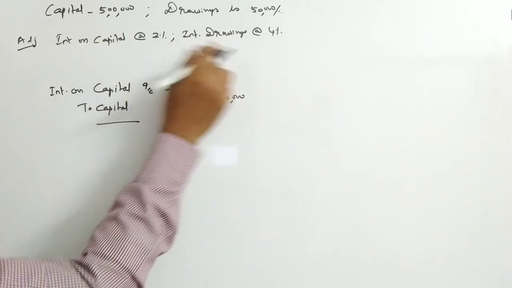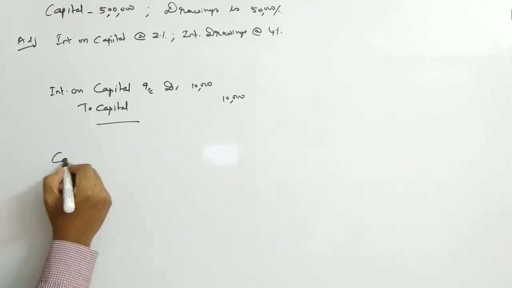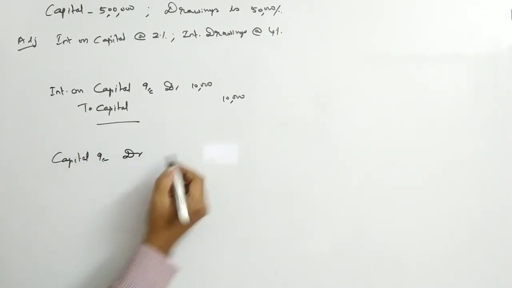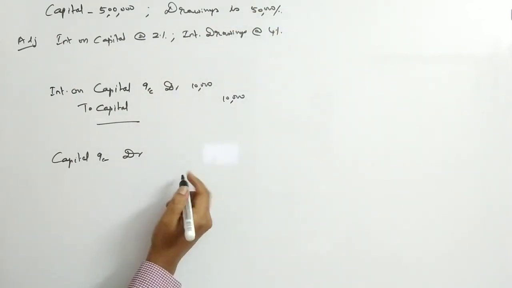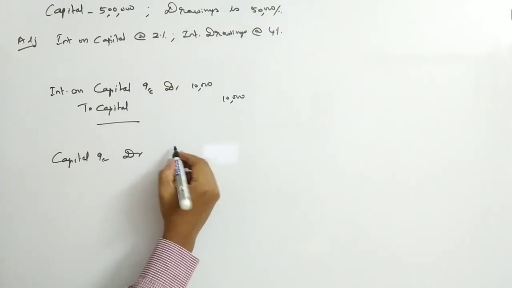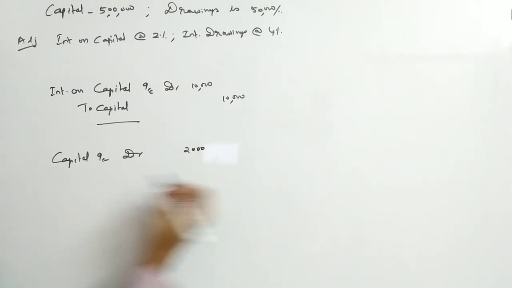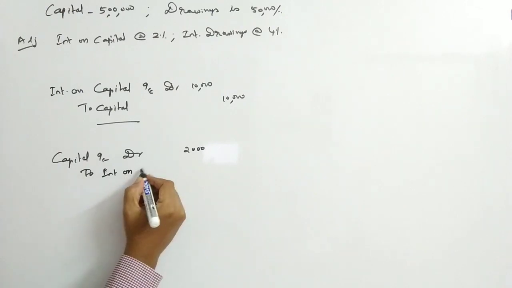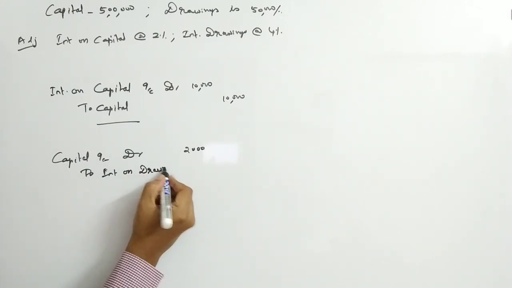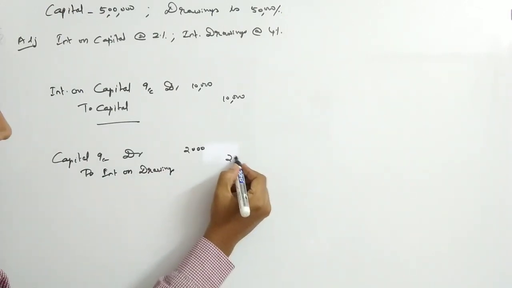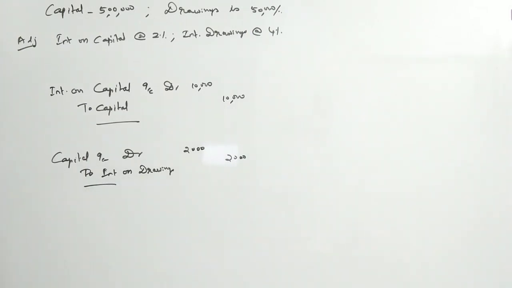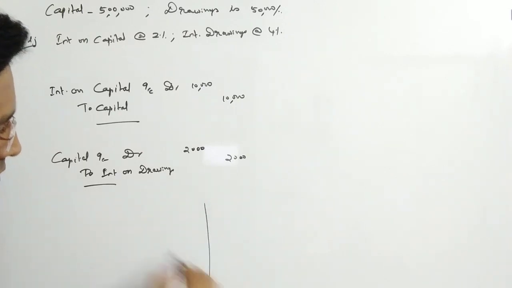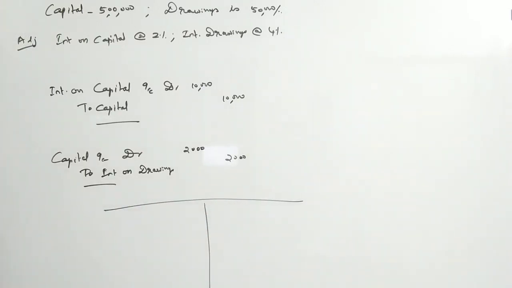Since both of these are calculated on capital, we have to debit the capital. Capital account debit, how much? 5 into 4 is 2,000. Capital account debit to interest on drawings, interest on drawings 2,000. So the adjustment entry is over. Now let us get into the final accounts, how it should be reflected in final accounts.